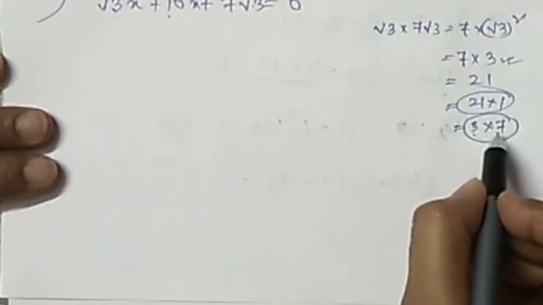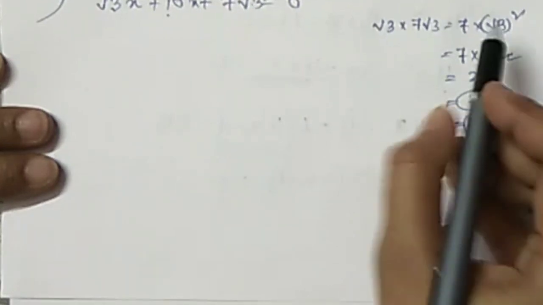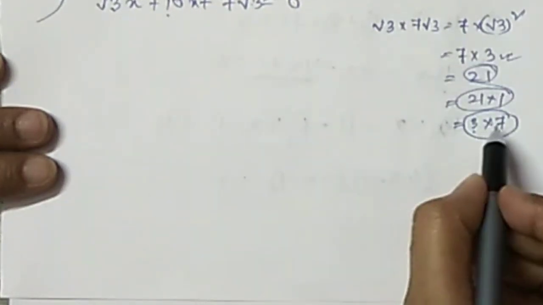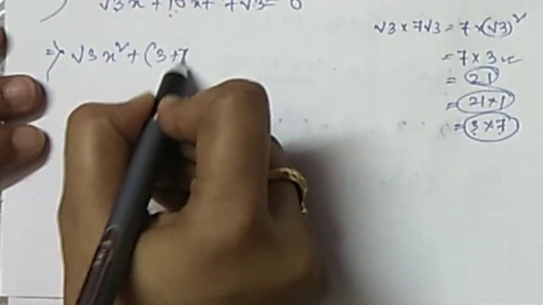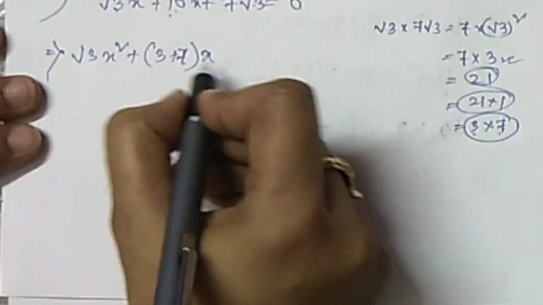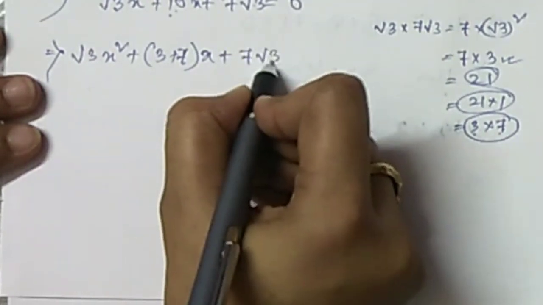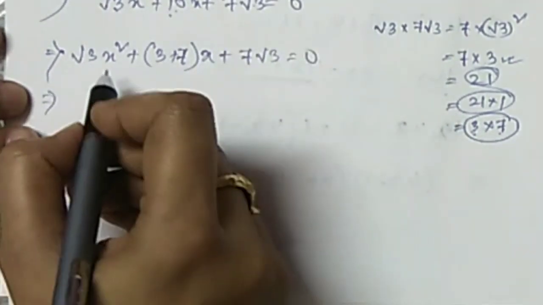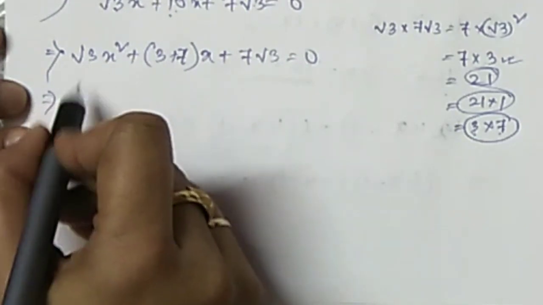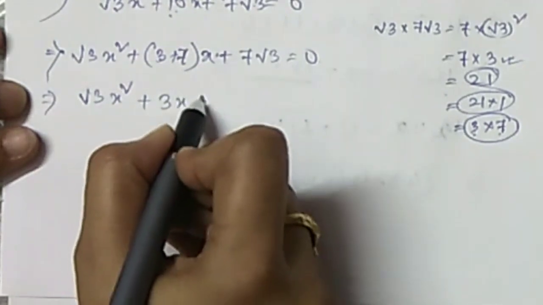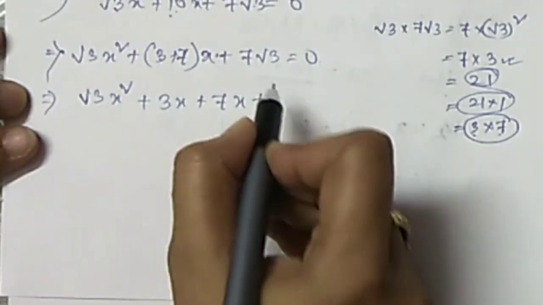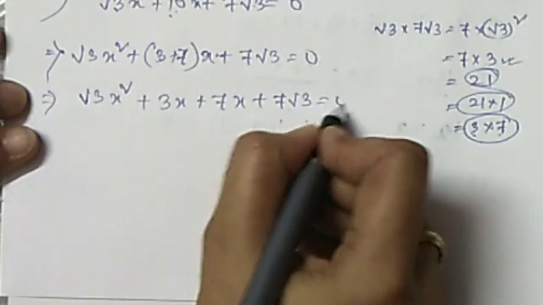3 and 7, if taken, give 21 on multiplying, and if we add them we get 10. So here we take 3 plus 7. Root 3 x square plus 3x plus 7x plus 7 root 3 is equal to 0.